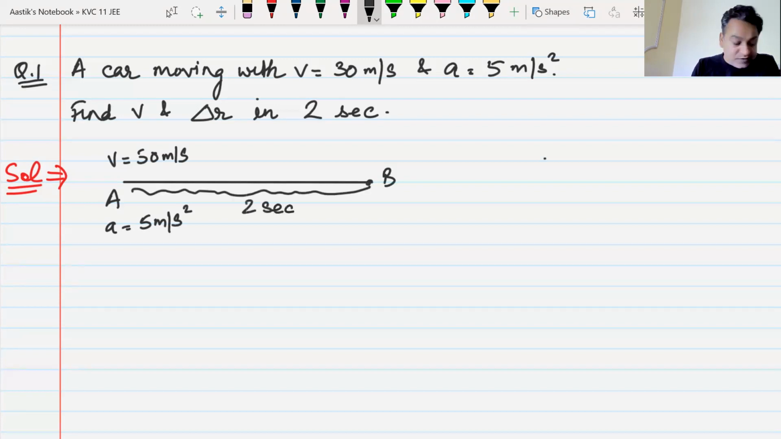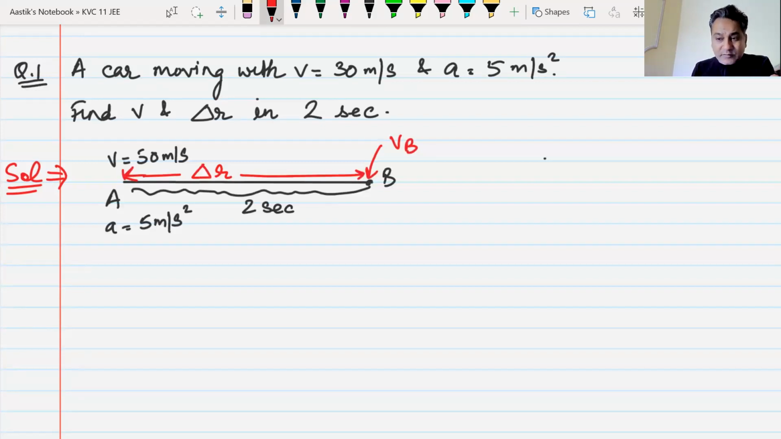What I am supposed to find out is the velocity at point B. I already know the acceleration because the acceleration is constant, and I have to find out the value of this displacement. Yes or no? These are the two things that I have to find out.